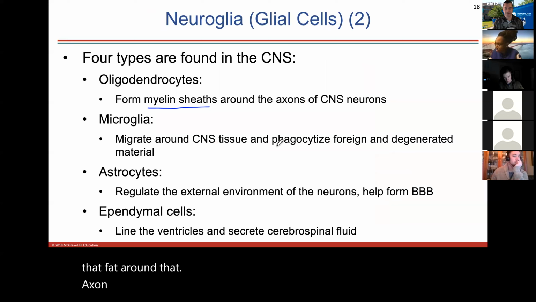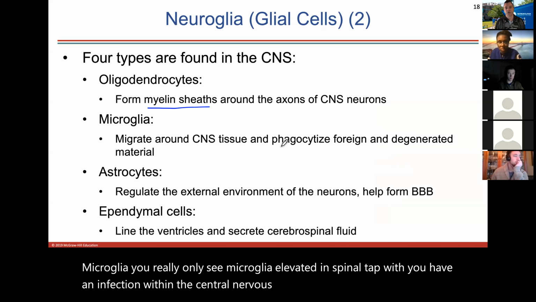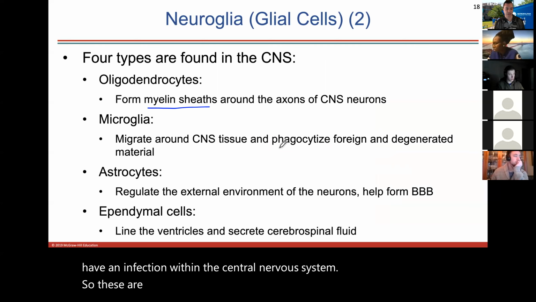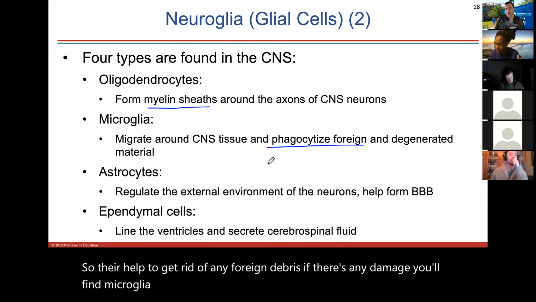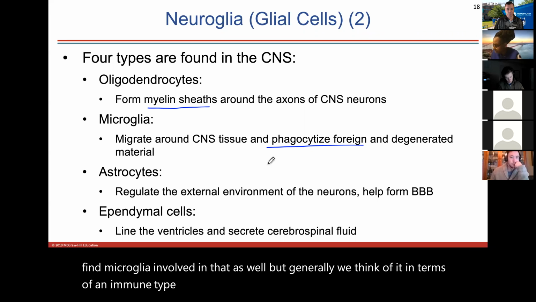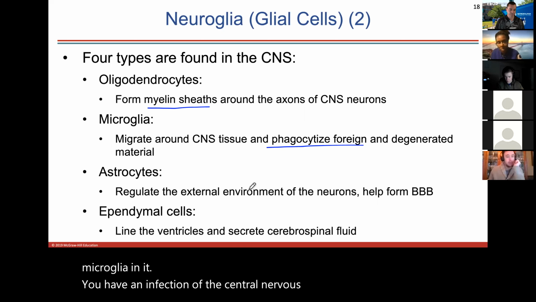Microglia, you really only see microglia elevated in a spinal tap if you have an infection within the central nervous system. So these are your immune cells of the CNS. They help to get rid of any foreign debris. If there's any damage, you'll find microglia involved in that as well. But generally, we think of it in terms of an immune type of cell. So if you take a spinal tap and you find a lot of microglia in it, you have an infection of the central nervous system.